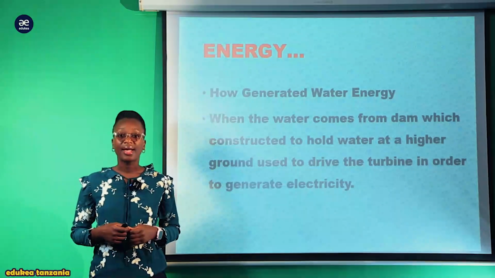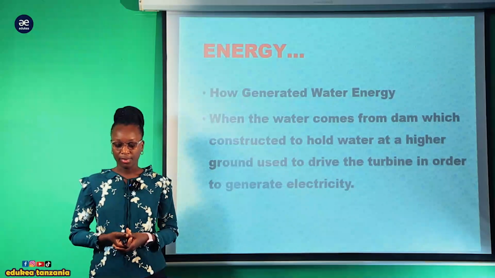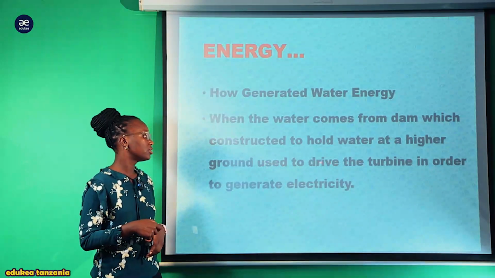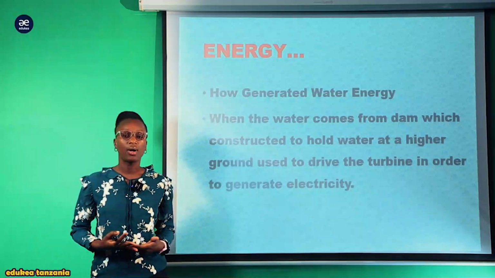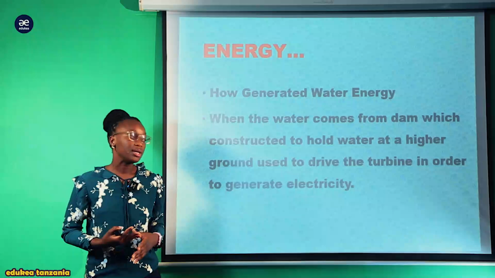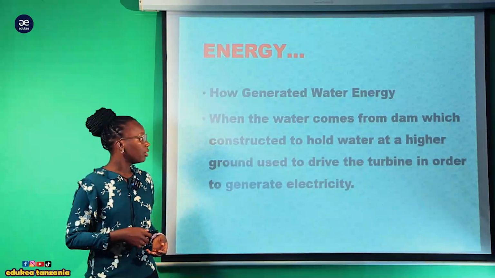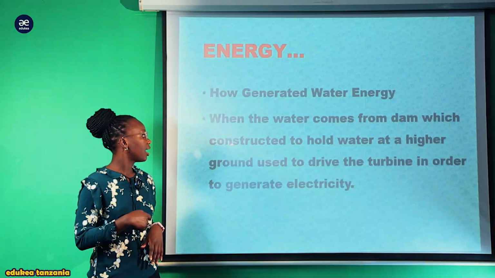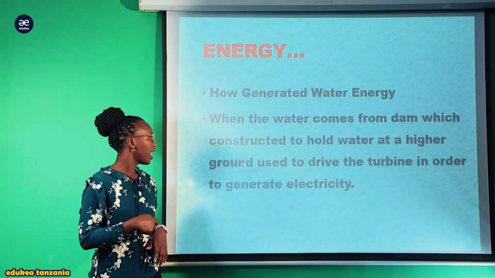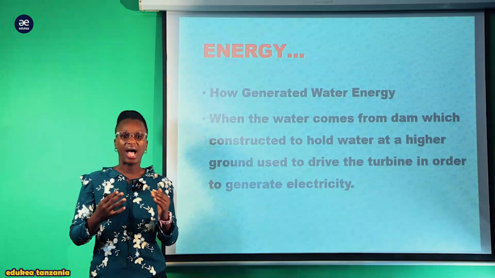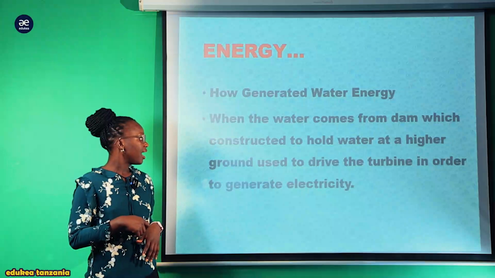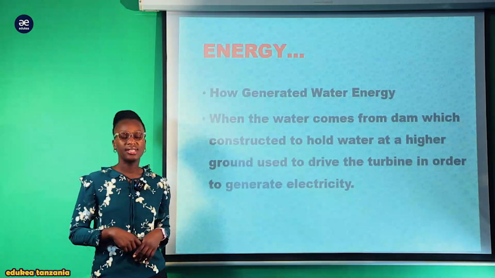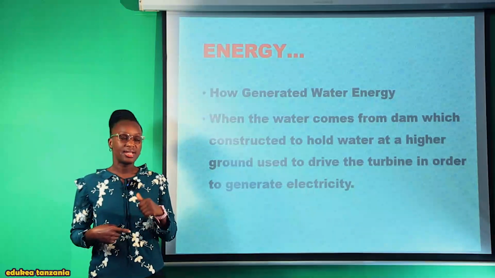How to generate water energy? How can we generate this hydroelectric power? First, water comes from a dam which is constructed to hold water at high ground, and is used to drive the turbine in order to generate electricity. Simply, we construct dams, and the water that comes into the dam is held at high ground with great force. It means that water is collected. Then after being held, it drives those turbines, and the turbines generate electricity by driving the generator.